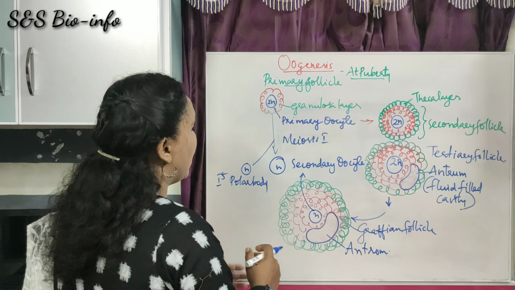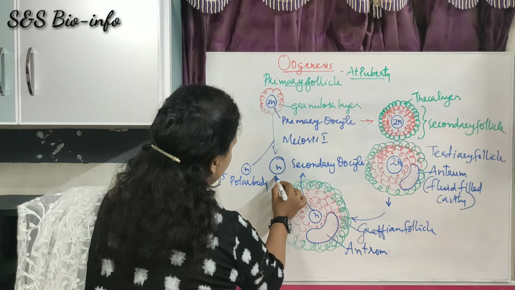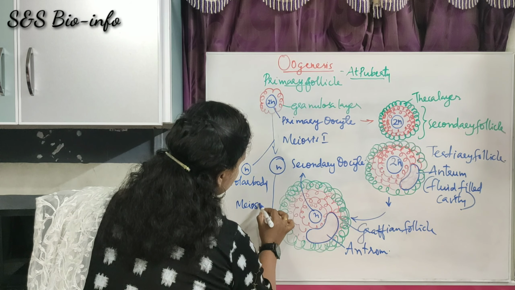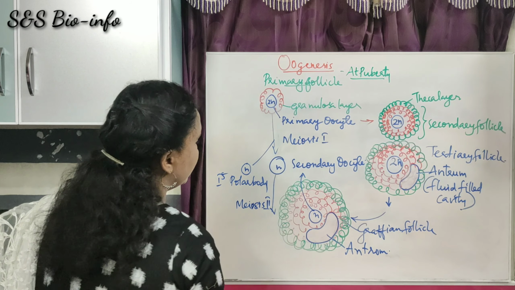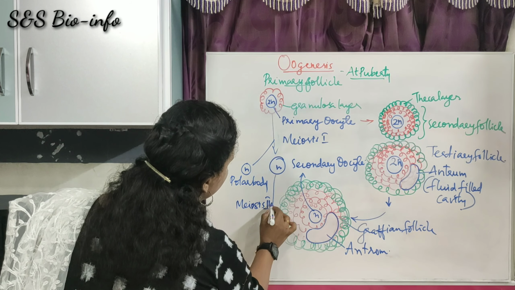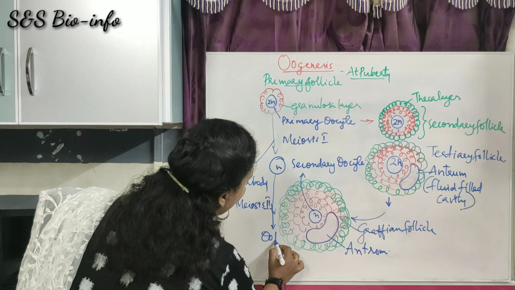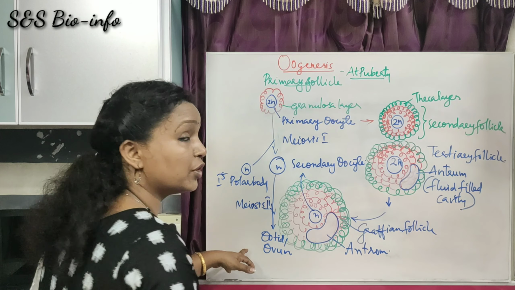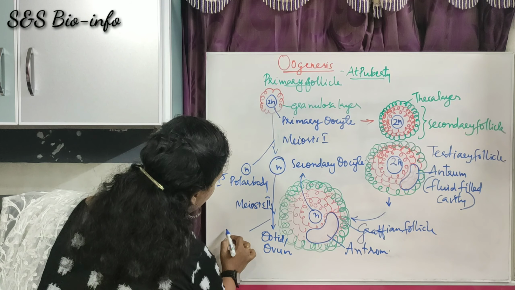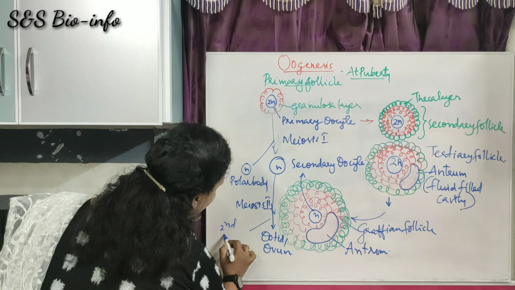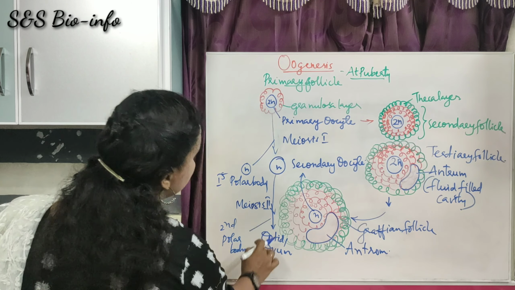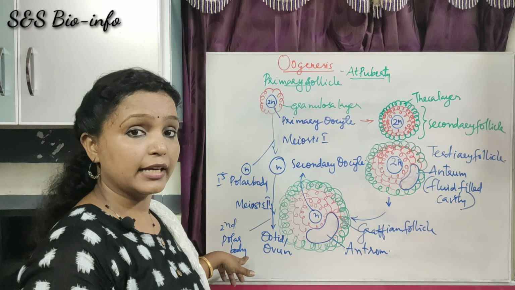Got it? So how can we write this? The secondary oocyte undergoes meiosis 2. Then it forms as what? Ootid or ovum. That means completely functional ovum, and along with the second polar body. So this happens only prior to fertilization.